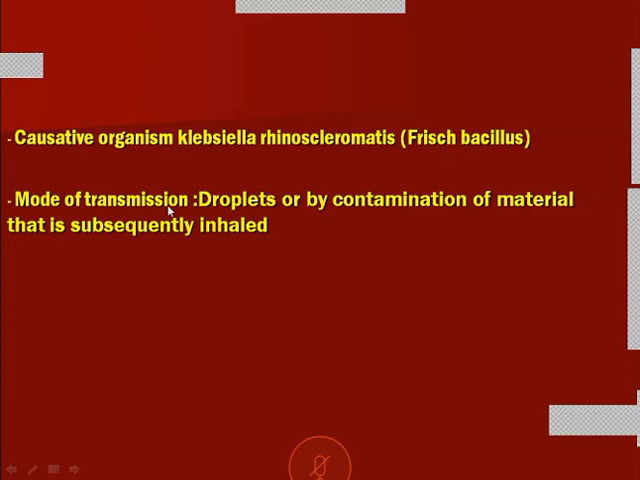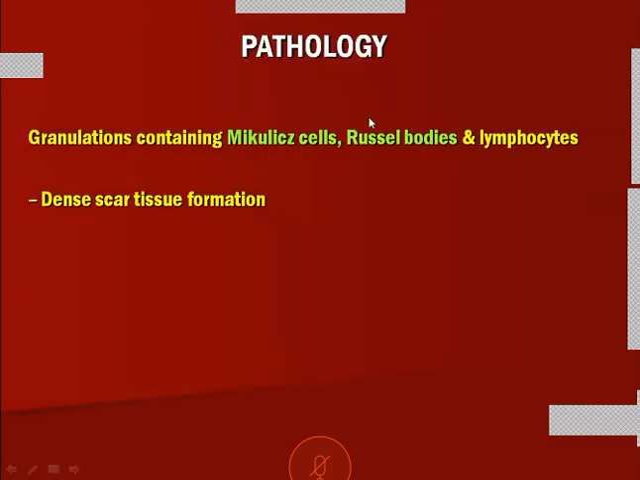So it is a droplet infection. The mode of transmission is droplet or by contamination of material that is subsequently inhaled through the nose cavity, and then it gets deposited. Whenever the patient is not in a position to have good diet and good nutrition, they will contract the disease. The granuloma contains Mikulicz cells, Russell bodies and lymphocytes, plasma cells, that is the macrophages with Russell bodies.